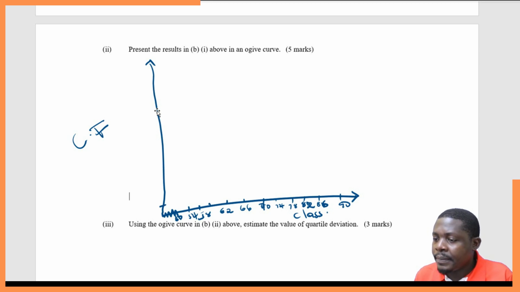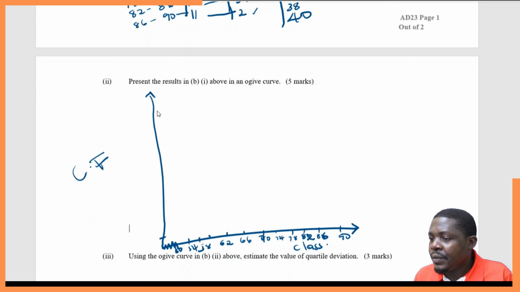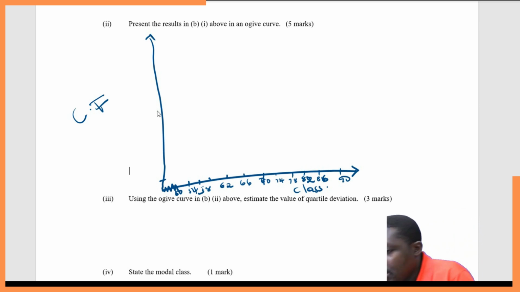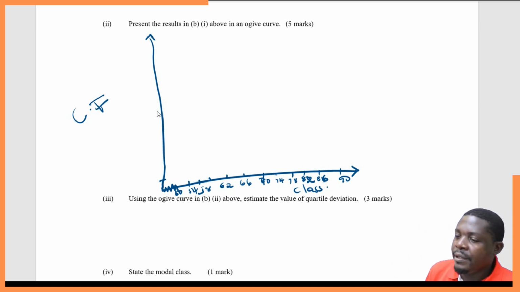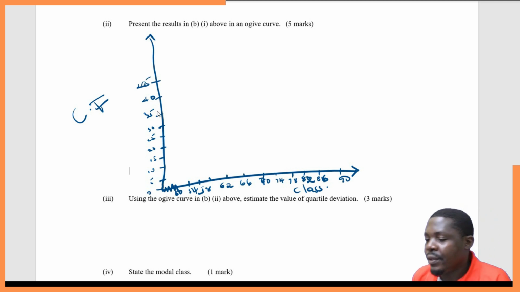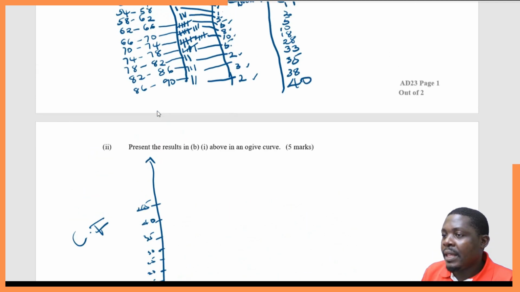And then this 40, I guess which scale will be favorable for my case. 10 will be 20, let me use 5. So it is 0, 5, 10, 15, 20, 25, 30, 35, 40, 45, and so forth. Now we can start sketching that particular graph.